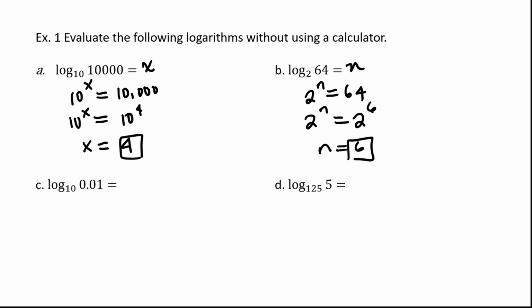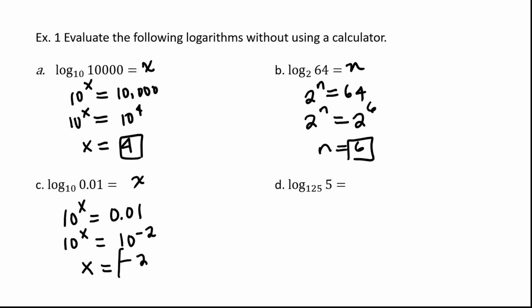Let's go to part C. Log to the base 10 of 0.01 equals, we'll just say that equals x. Write this logarithm as an exponent. Then we have 10 to the x equals 0.01. We can rewrite 0.01 with a base of 10 as 10 to the minus 2. The bases are equal, so we can set the exponents equal to each other and get that x equals negative 2.